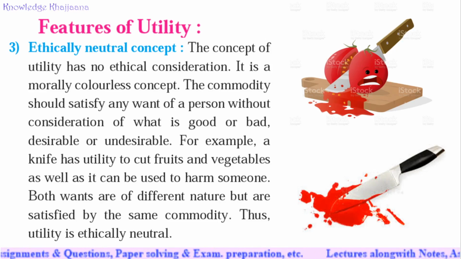Commodities do not understand the difference between ethical or unethical use of them. For example, a gun can be used by soldiers to protect the nation. Similarly, the gun can also be used by criminals to threaten or kill other people. So utility is ethically neutral.